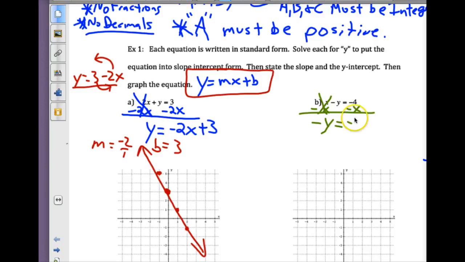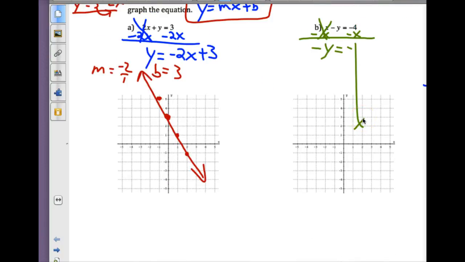Negative x minus 4. And you have to divide each side by -1. You have to divide each side by -1. Well, Harrison, don't be a bragger now. Glad that you know that.